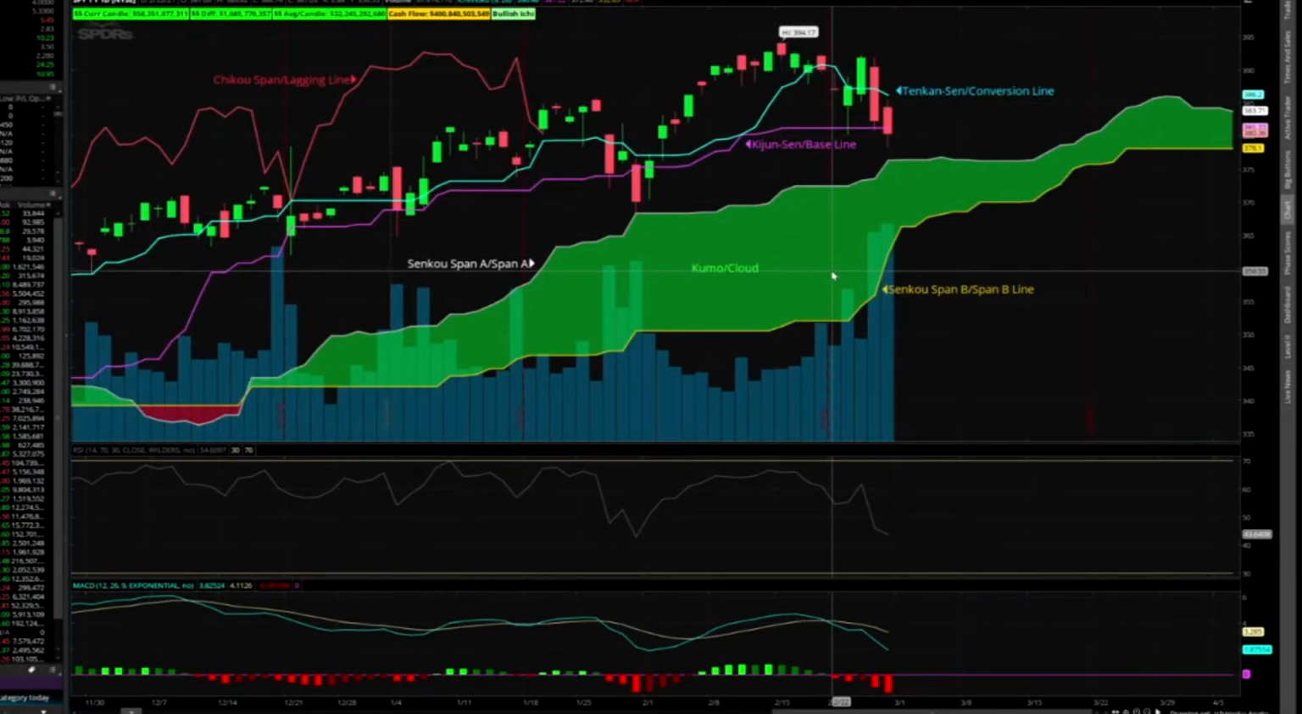Thin clouds tend to have the most significant support and resistance levels focused on the span A and span B lines themselves. So the span A and span B lines in a thin cloud are where most of the support and resistance is focused.